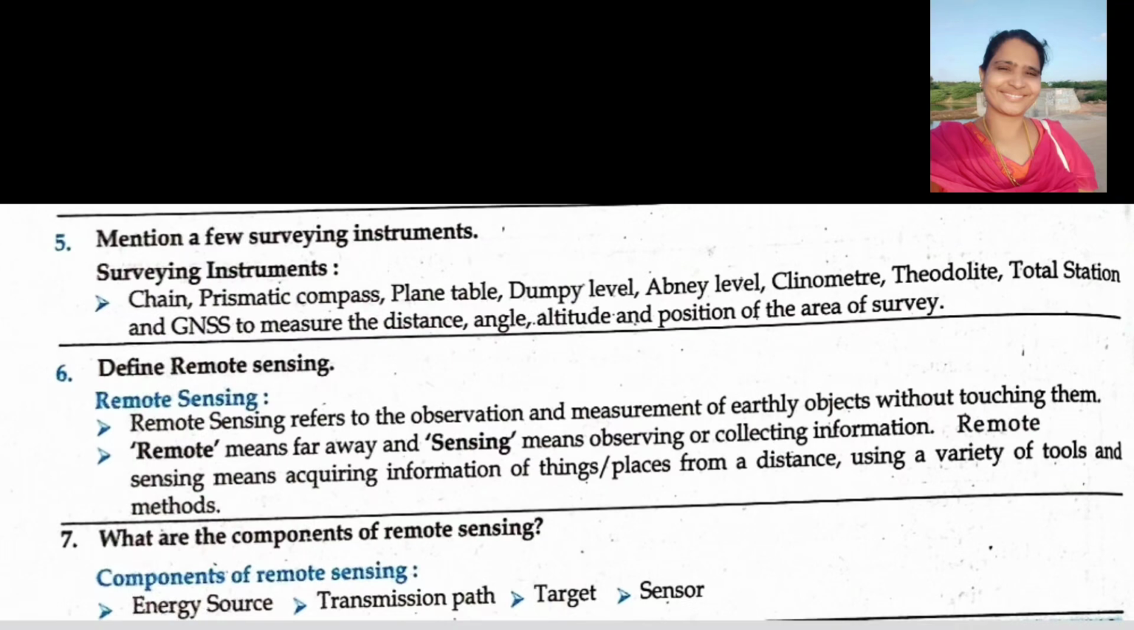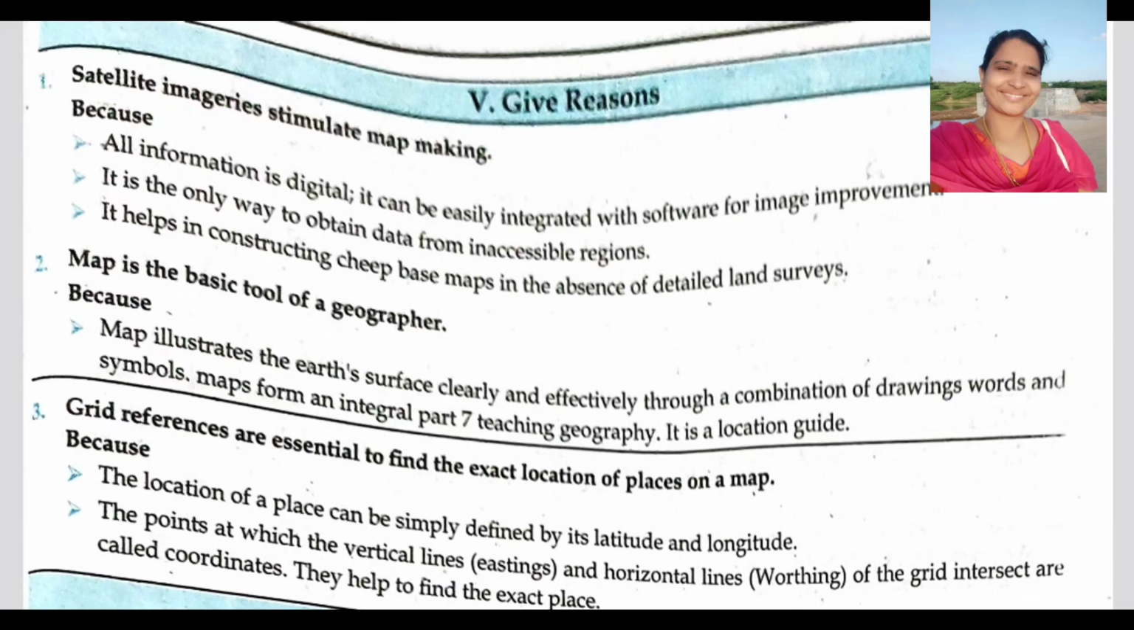Sixth question, what are the components of remote sensing? Components of remote sensing: energy source, transmission path, target, sensor. Fine? Alright, now moving on to give reasons. Satellite imageries stimulate map making. Satellite imageries stimulate map making because all information is digital.